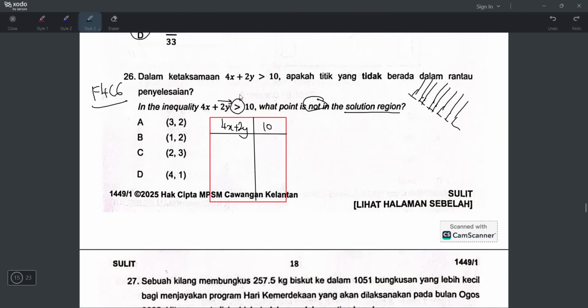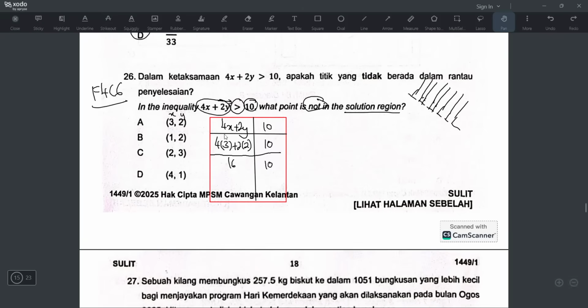Just take out the left hand side and the right hand side. And then you can see the right side, you cannot do anything. It's just a 10, so just leave it like that. And then for the 4x plus 2y, you can use it to sub the x and y. Okay, so the x is 3, the y is 2. 4 times 3, 12. 12 plus 2 times 2 is 4. 12 plus 4 is 16. And 10. All right, now I already get a value on the left side and one value on the right side.